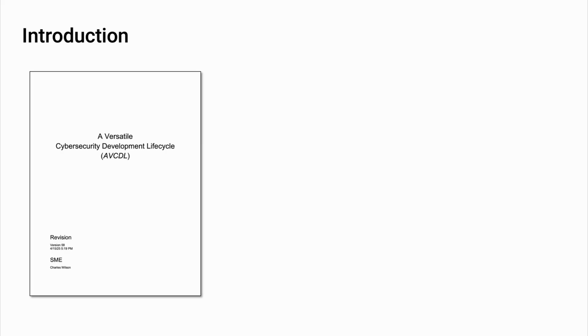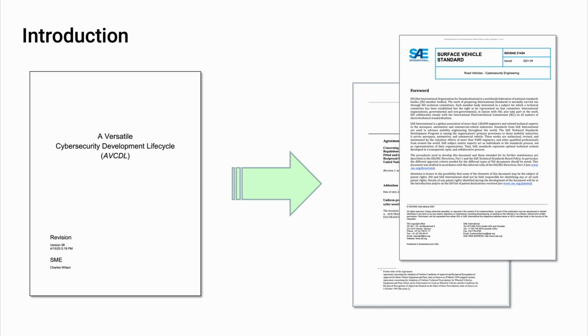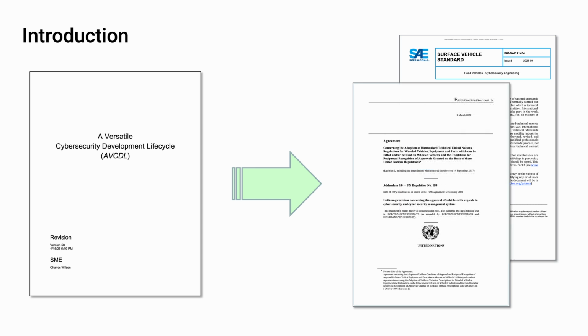The AVCDL is a cybersecurity development lifecycle designed to address the needs of safety-critical cyber-physical systems, such as those in the automotive industry, where in recent years we've seen the introduction of increasingly sophisticated computer-based systems. This has led to the creation of a number of technical and regulatory standards intended to address the cybersecurity concerns these systems present. Most notable are ISO SAE 21434, related to cybersecurity engineering for road vehicles, and UN R155, regarding road vehicle cybersecurity. Let's take a moment and look at the greater cybersecurity standards and regulatory ecosystem.